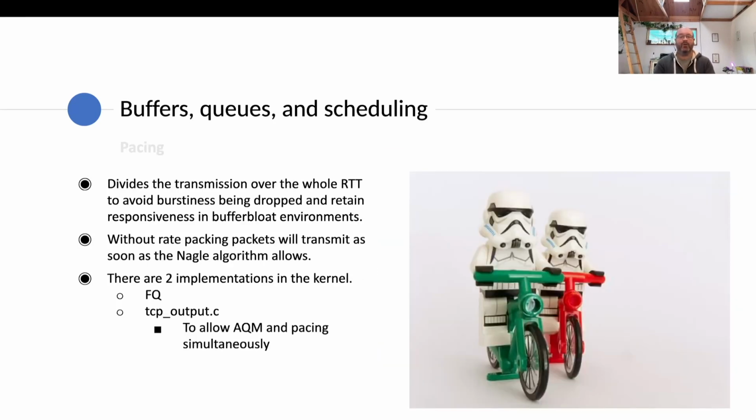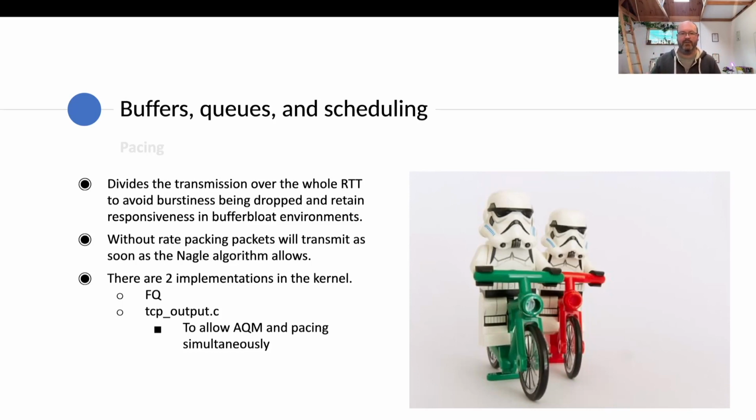Buffers and pacing, rather, effectively divides the transmission over the whole round trip to avoid burstiness. That's really valuable in bufferbloat environments where you don't want to send too much data on the wire, impacting effectively the perceived round trip time. Remember, we're thinking in nanoseconds, not in seconds, when we're looking at networks and technologies. So rate pacing allows us to spread the load out over the whole round trip time instead of bursting that data as soon as it's available out. And you can see in a second why that's really bad.